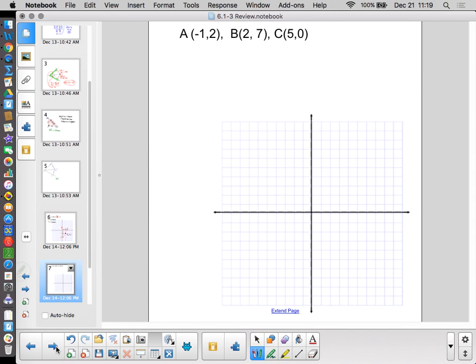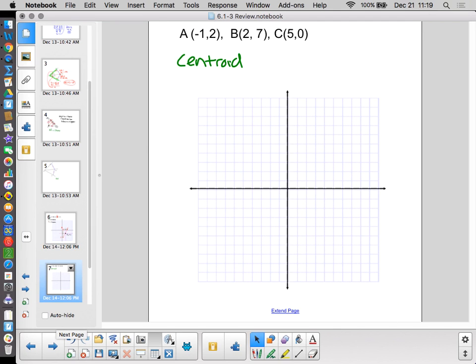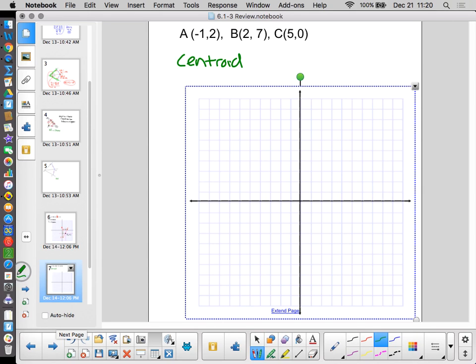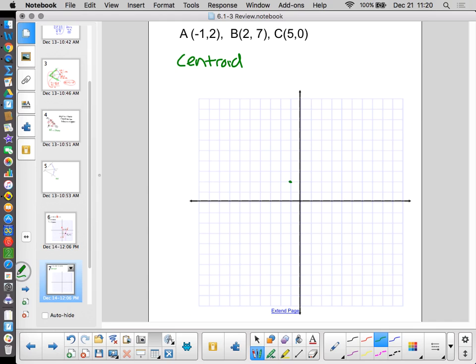This one asks for the centroid. Okay, the centroid is where the medians intersect, and medians connect midpoints to vertices of the opposite side. So my points are A at (-1, 2), B is at (2, 7), that's a little higher than that, okay, and C is at (5, 0).